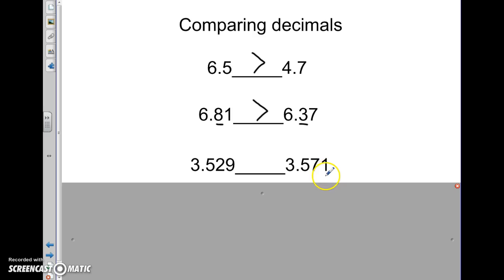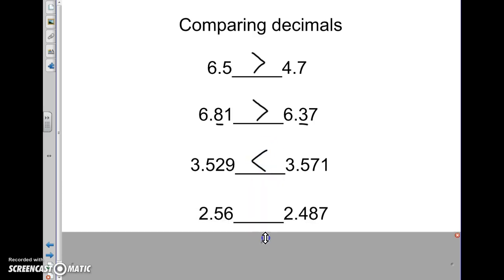So right here we've got the ones place is the same. Move over to the next place value. The tenths place is the same, 5 and 5. We've got 5/10 and 5/10. In the next place value over, we have 2/100 versus 7/100. So we don't really need to look any farther, because the digits that came before were all the same, so we're just looking at the hundredths place here, and 7/100 is more than 2/100.